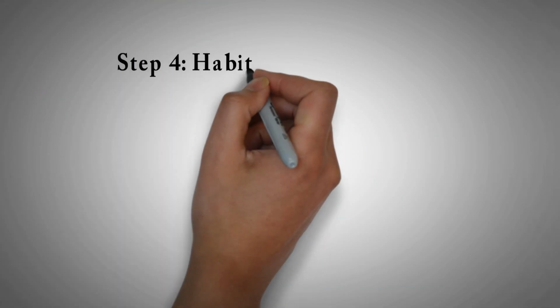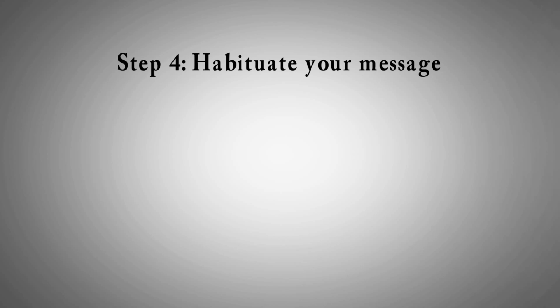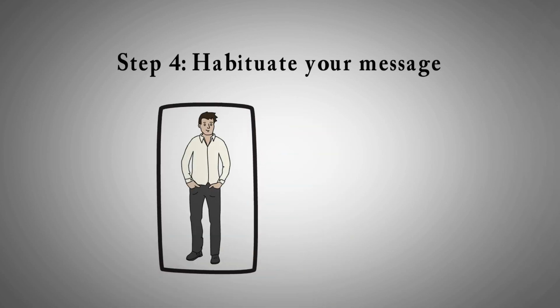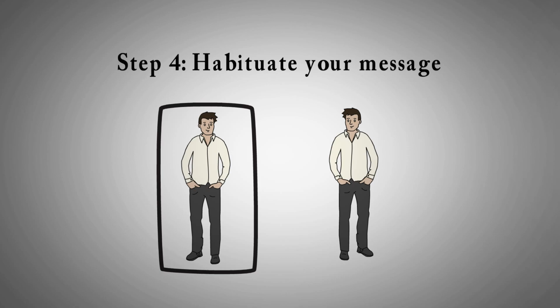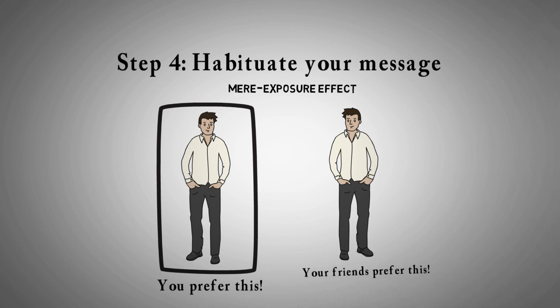Step 4. Habituate your message. Which image do you think you would prefer? An image of what you look like in the mirror, or an image of the way your friends see you? The mere exposure effect says that people tend to develop a preference for things they encounter often. Therefore, it's more likely that you prefer the way you look in the mirror, while your friends prefer to see you the way they always see you.